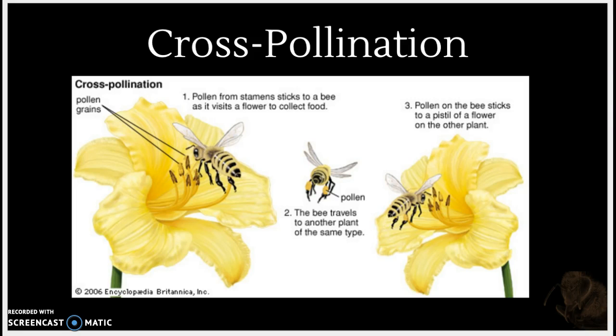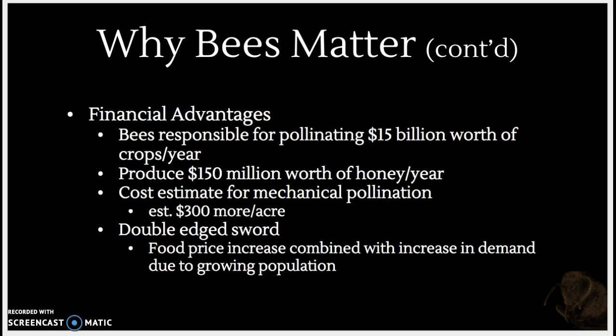This illustration demonstrates the process of cross-pollination, which according to the Encyclopedia Britannica, is the transfer of pollen from an anther of a flower of one plant to a stigma of a flower from another plant of the same species. Finally, bees are responsible for pollinating close to $15 billion worth of food and $150 million worth of honey per year. There are alternatives for crop pollination if the bees disappear, but they are significantly more expensive.